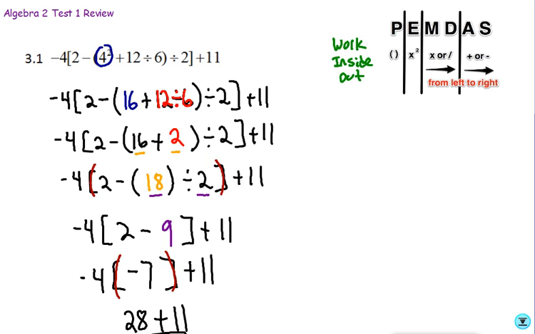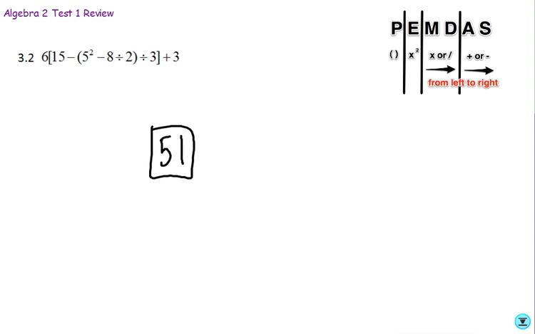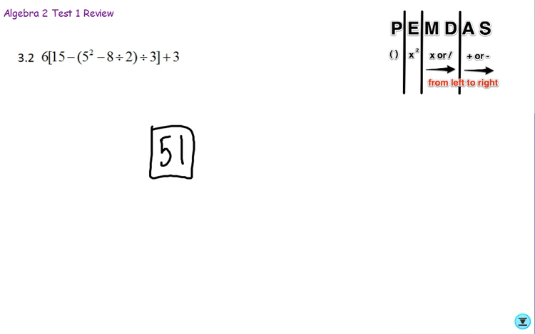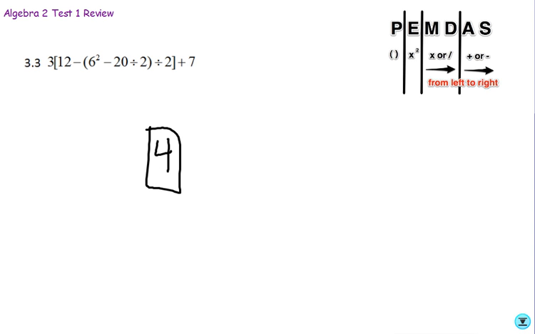Okay, so let's check 3-2, should have got 51. And then for 3-3 on the right side, should have got 4. And again, you really want to make sure that you're doing these first before you check the answer, right? You're really not doing yourself any good if you're not checking the answers there first. All right, so that is the end of number 3.